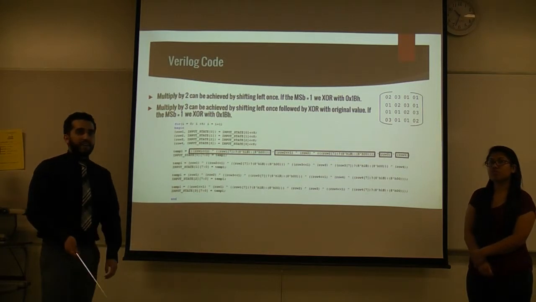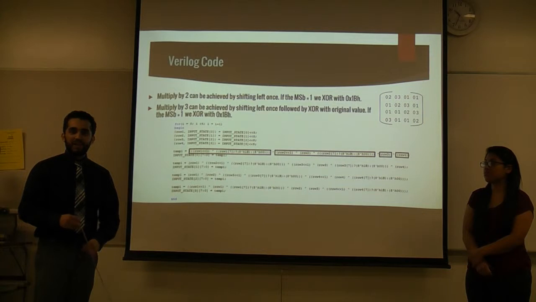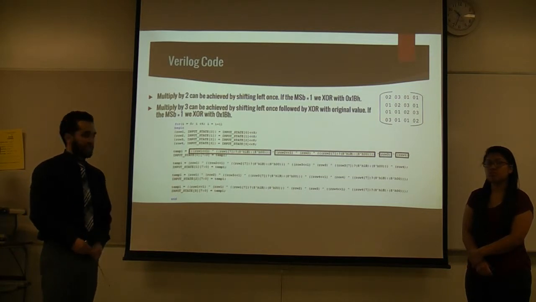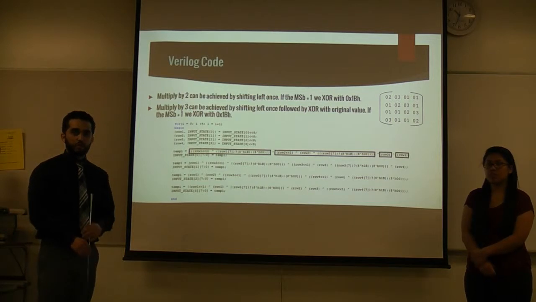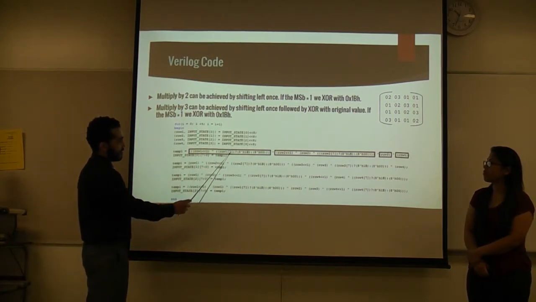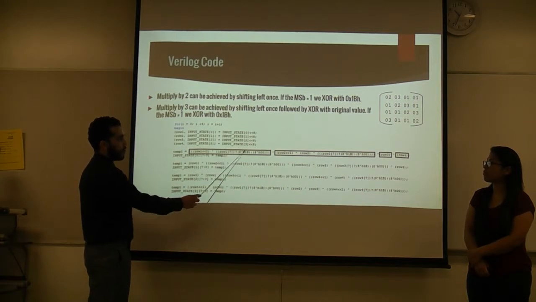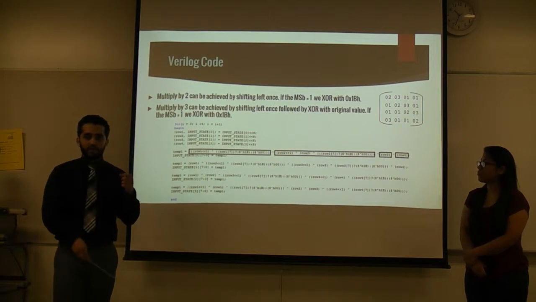Why 1B? There's a mathematical reason behind it. I didn't have enough time to look into it. I just know that if the most significant bit is a 1, you have to do the XOR with 1B. So here we do the check. If the most significant bit is a 1, you XOR with 1B, otherwise with 0. And you XOR with a value in that location.